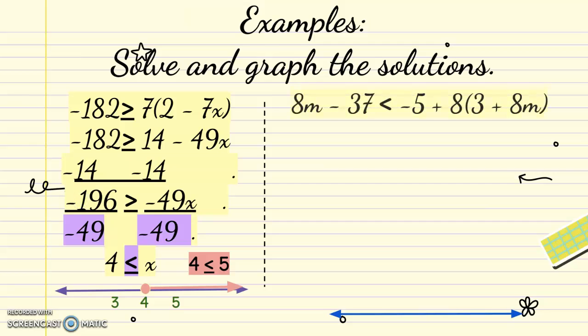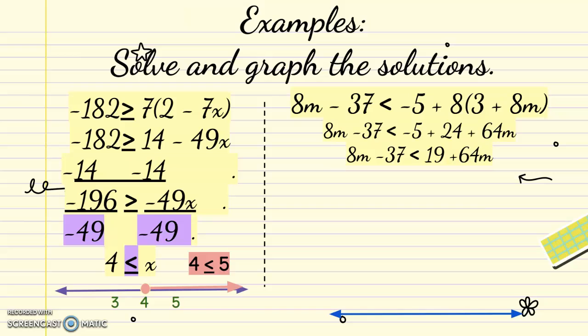For my second example, I have 8m minus 37 is less than -5 plus 8 times 3 plus 8m. We're going to distribute the 8 just like normal. When we do that, we bring everything down. 8m minus 37 is less than negative 5 plus 24 plus 64m. Then I combine like terms. The negative 5 and 24 can go together to make 19. I bring everything else down.